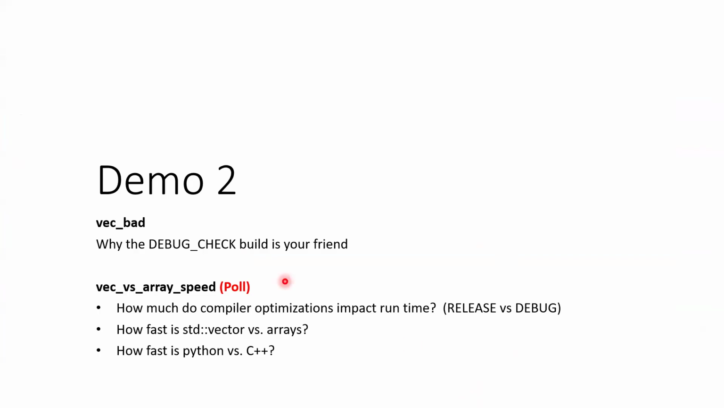And the last demo is on the speed. So we're going to do 3 comparisons. The first one, release versus debug check. Which one do you think is faster than the others? And which one do you think is the slowest? Release is the fastest, and which one is the slowest? Debug check. Yeah.